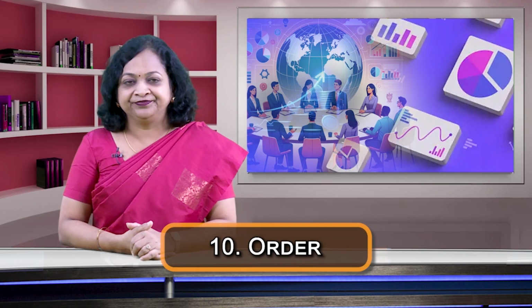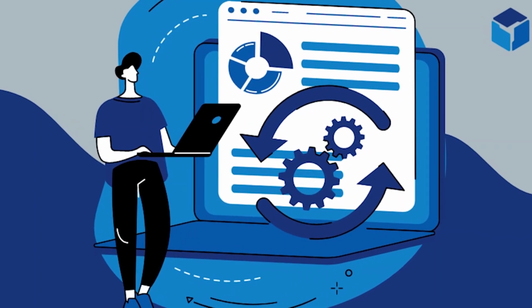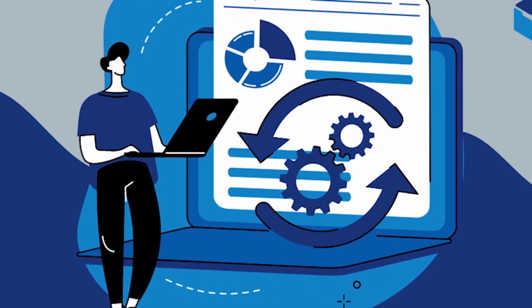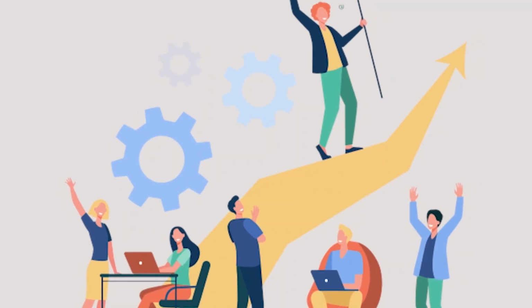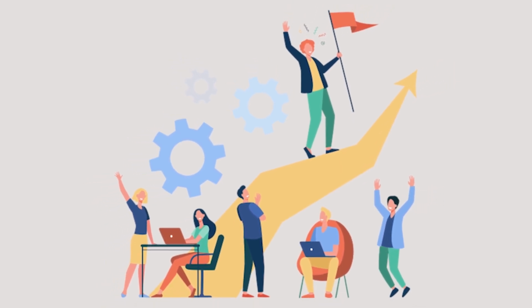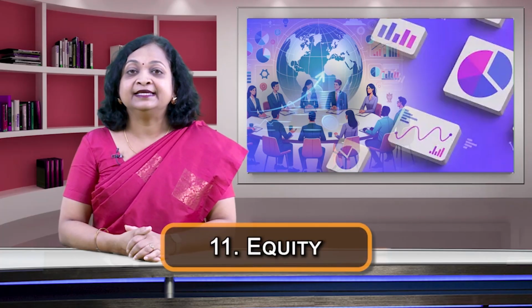Next is order. A company should maintain a well-defined work order to have a favorable work culture. The positive atmosphere in the workplace will boost positive productivity. Next is equity. So, all the employees should be treated equally and respectfully. It is the responsibility of a manager that no employees face discrimination.